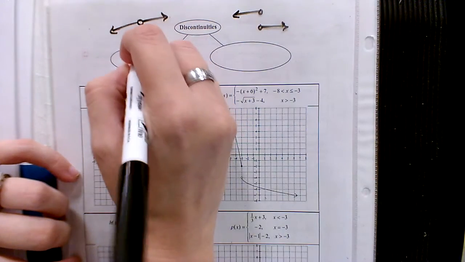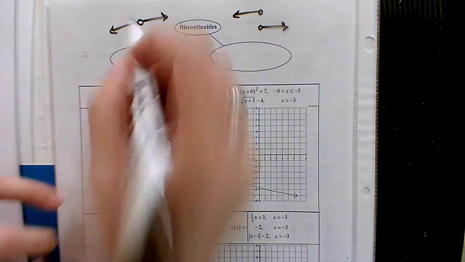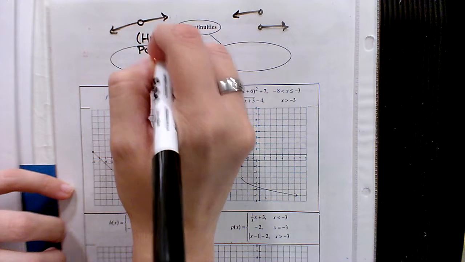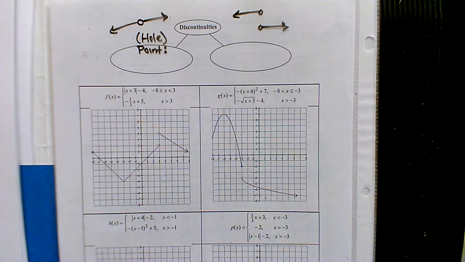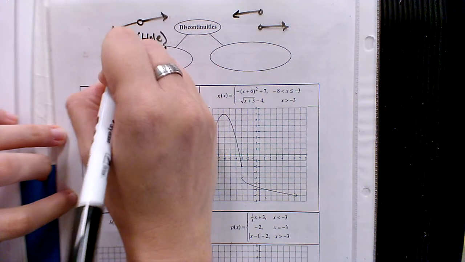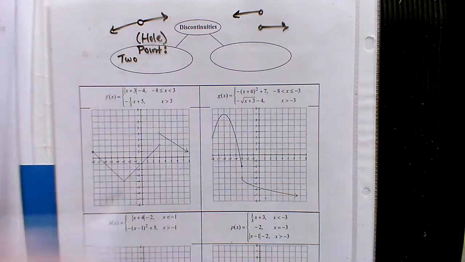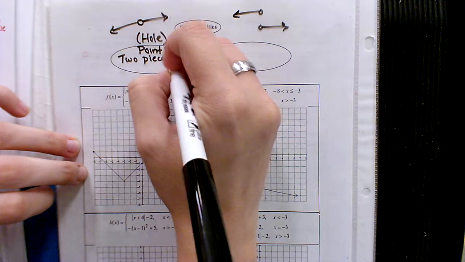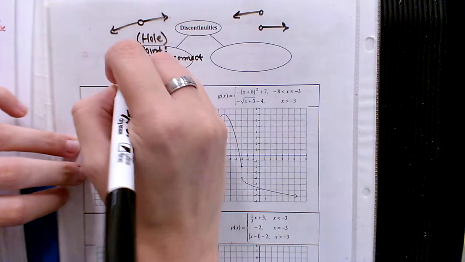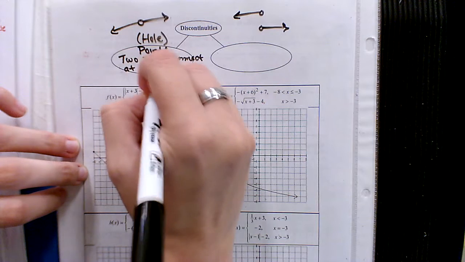Our first one is what we're going to call a point discontinuity. Sometimes you might hear me refer to it as a hole, because there's literally a hole or a chunk missing in your graph. And a point discontinuity is defined as two pieces connect at an open circle.